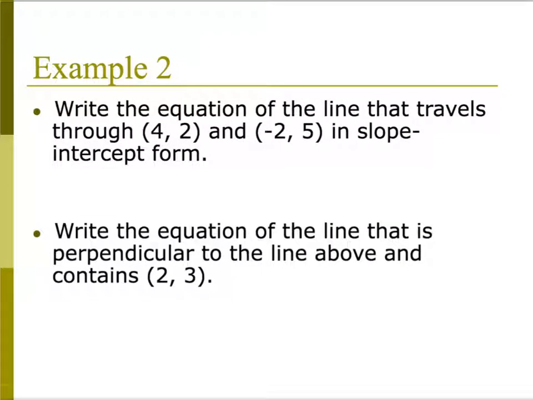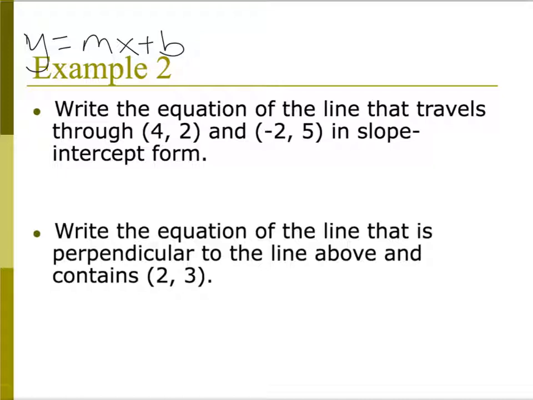Alright, let's write the equation of the line that travels through 4, 2 and -2, 5 in slope-intercept form. So the first thing I need to do is remember my slope-intercept form, right? That is y equals mx plus b. M being my slope, b being my y-intercept, hence the name slope-intercept form.